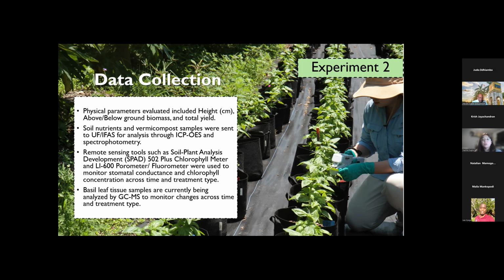The reason that we chose to focus more on volatile compounds is because these are super important for basil's aromatic properties, which is why most people buy it, and also basil's medicinal properties as well.